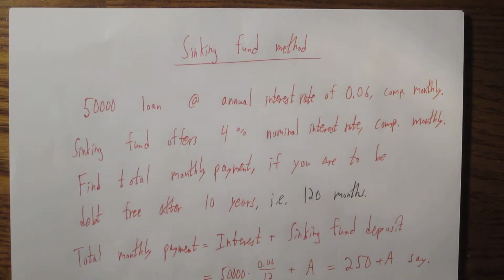Here's one example on the sinking fund method from the notes. You take a $50,000 loan at an annual interest rate of 6%, compounded monthly. And the sinking fund offers 4% annual interest rate compounded monthly. How much do you need to pay as a payment each month if you want to be debt free after 10 years? That is to say, after 120 months. Because from a mathematical point of view, which is like the truth, months is the relevant period.